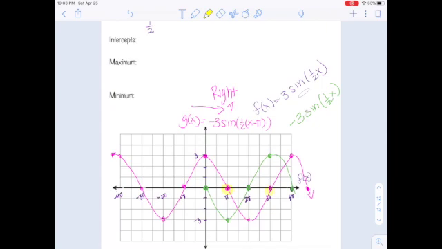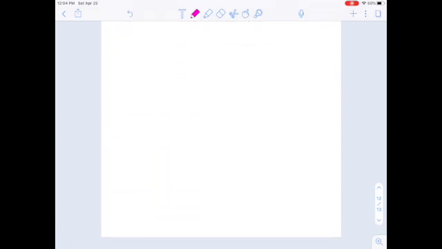Let's take a look at our intercepts. We've got pi, we've got 3 pi, we've got negative pi, we've got negative 3 pi. So our intercepts will be plus or minus pi, plus or minus 3 pi, so on and so forth. Our maximum will be 3. Our minimum will be negative 3. And that is done and done.